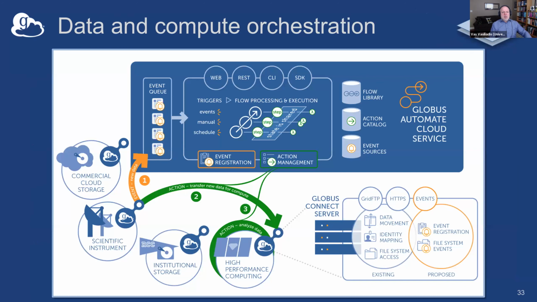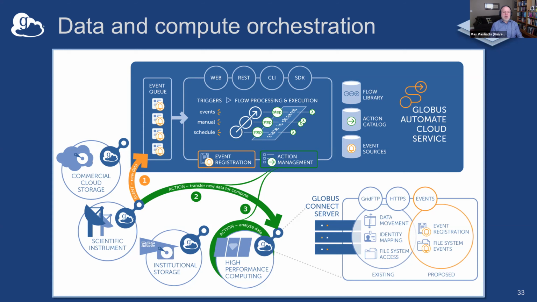What we have been working on, our current focus for development, is taking this to the next level of automation. We're working on a service called Globus Automate, and you can think of this as, I hate to use the word workflow, but it's essentially a data flow with the ability to have a human in the loop for approvals.